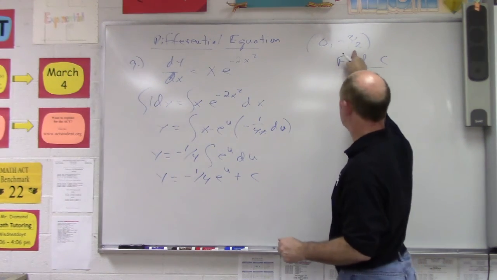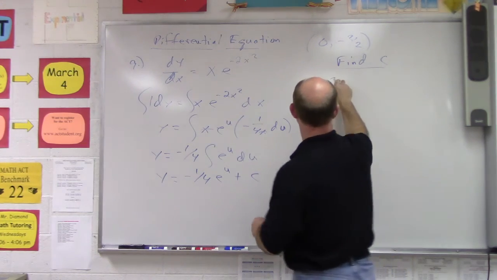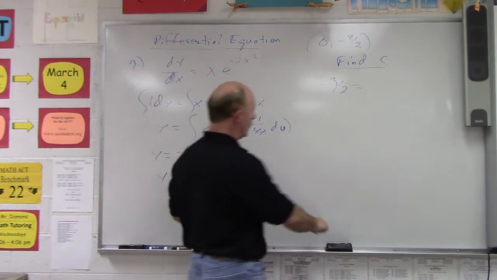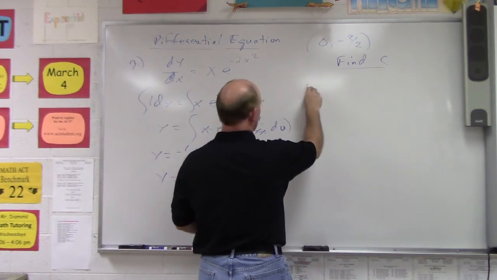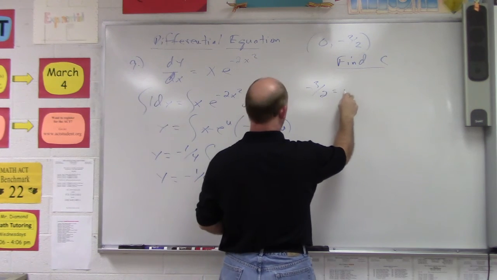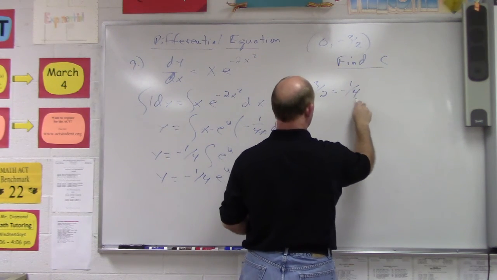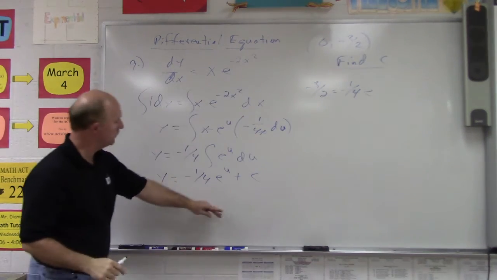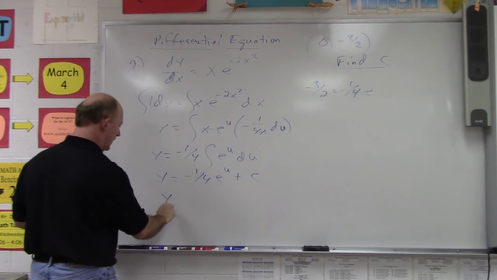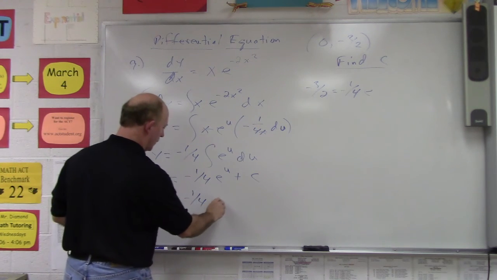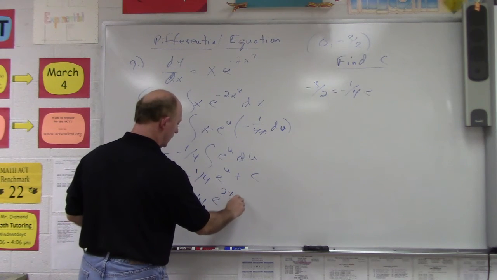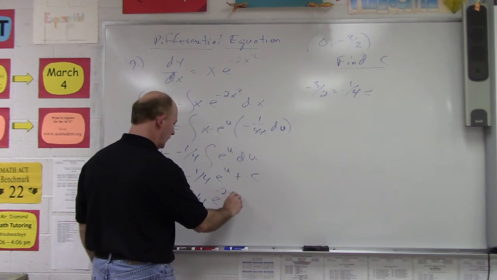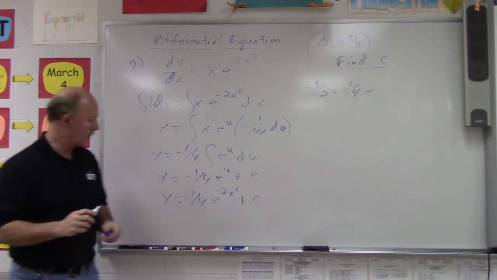Now, substituting in for x and y, we have negative 3 over 2 equals. So substitute the negative 3 halves in for y. That's going to equal negative 1/4 e to, and we substitute 0 in for x. I need to go ahead and convert this back in terms of x, don't I? So this should be y equals negative 1/4 e to the negative 2x squared plus c. So you want to go ahead and write it back in terms of x.